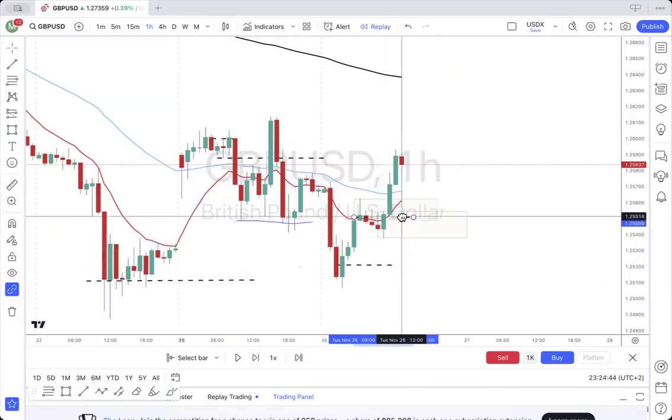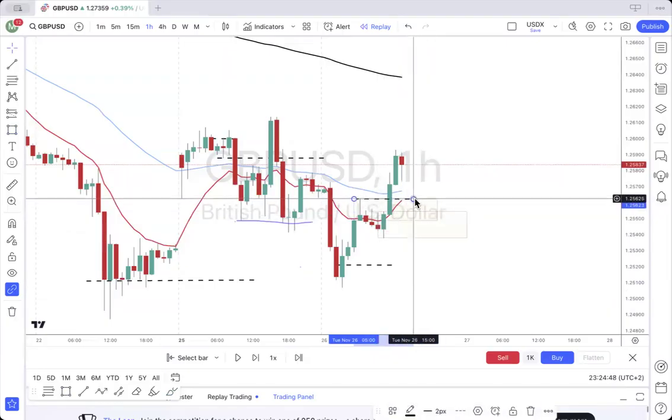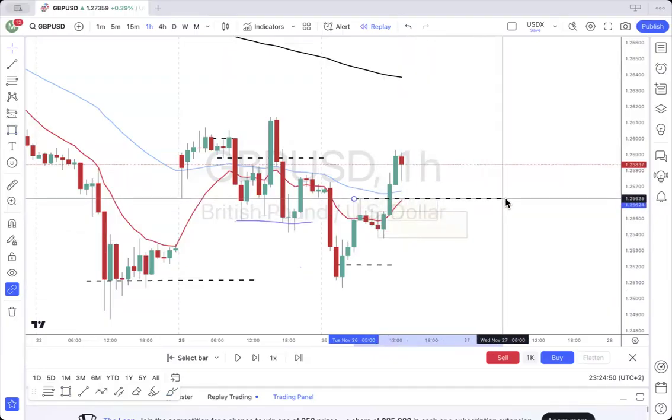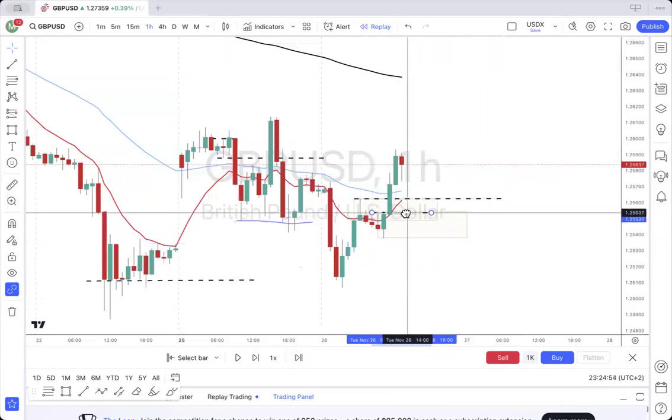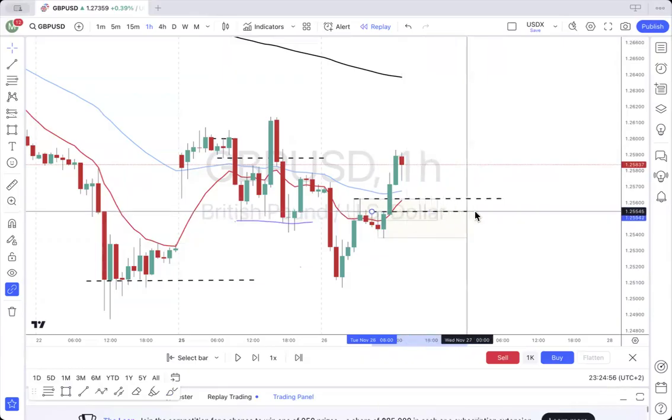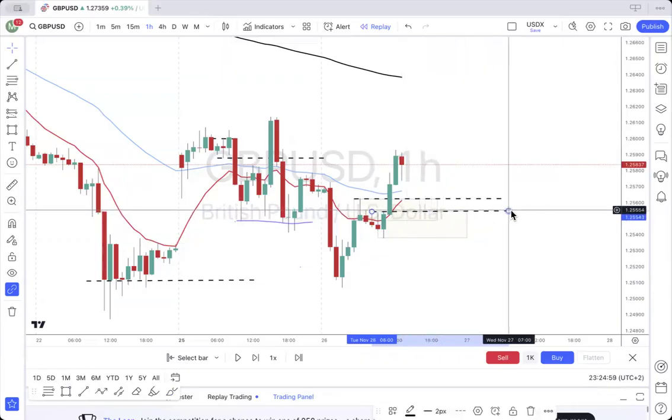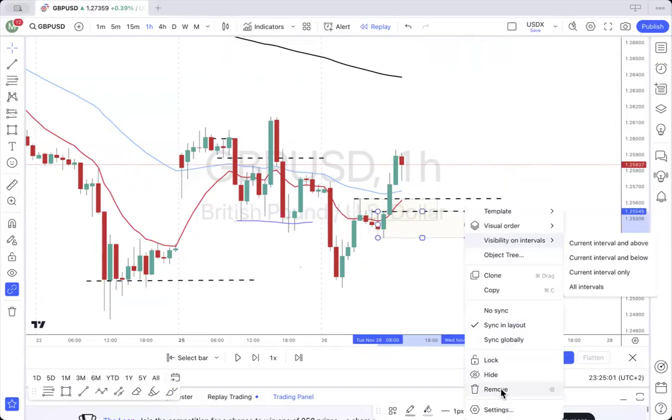Then my entries. Now I'm looking for entries. I'm no longer looking for where setups will appear. All right. This is where it's going to be. And that one, it's going to be here. If they don't come to this area, then it means GBP USD is not my trade.